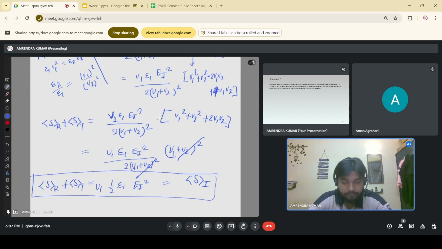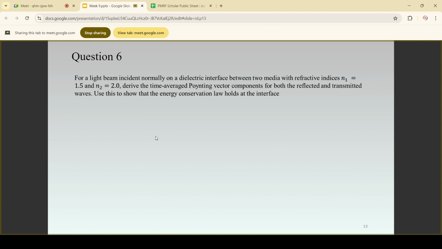Now, we have to look at the next question. We have light incident on a dielectric media of two interfaces with refractive index n1 equal to 1.5 and n2 equal to 2.0. Derive the time average Poynting vector components for both reflected and transmitted waves, and also prove that energy conservation holds at the interface.